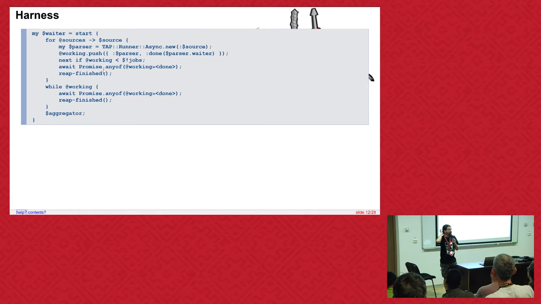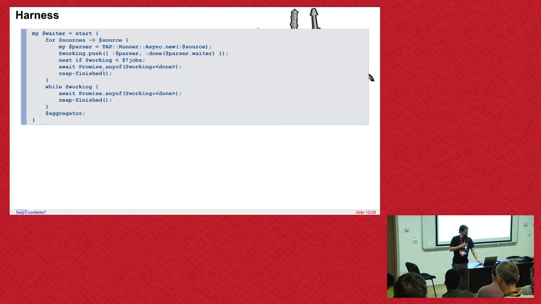this code is stolen straight from Jonathan's presentation 2 years ago. Except for the few lines that actually do the TAP thing, the entire structure of this is very typical, I guess, for Perl 6 async parsing. I'm spawning a number of jobs, and I'm keeping the number of jobs at a certain level, and when there's a result, I start a new job, until I'm done with all of them.